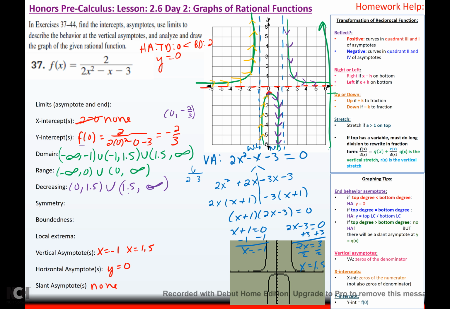Symmetry: if you changed all of your x's to negative x's, nothing would change. So it's going to have even symmetry. Okay, boundedness, it's unbounded. Unbounded. Local extrema, I probably have a local max at negative 2/3, but there's no local min, and we got everything else.